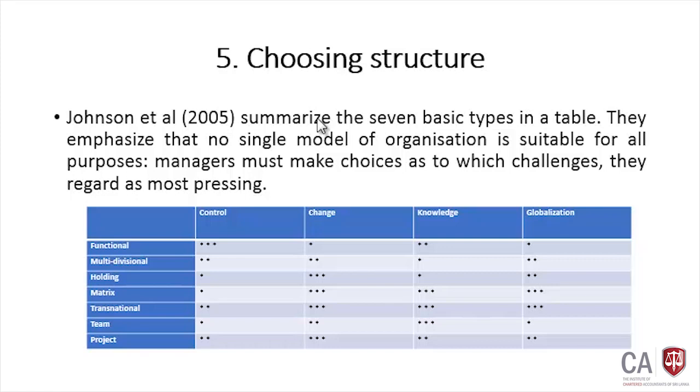But what about change? Very low ability on change, because these are permanent relationships. Lots of strong relationships are there, so it is very difficult to make change because of those relationships. Knowledge average, globalization very low. Adjustability to globalization is very low.